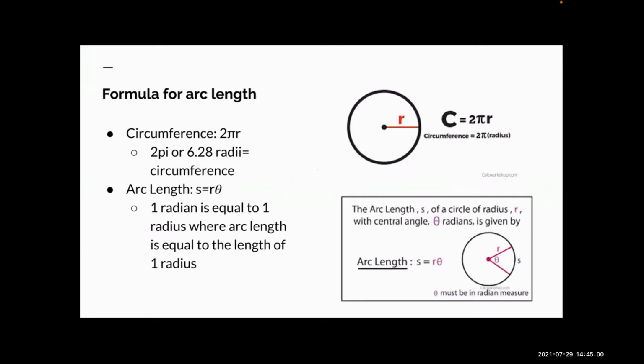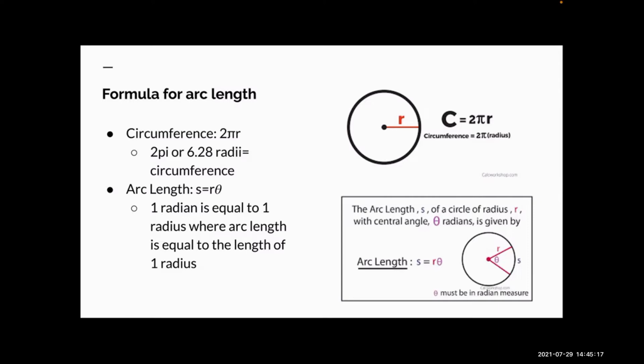The circumference is the perimeter of a circle, and the formula is 2 pi r, where I like to think of it as it takes 2 pi, or around 6.28, radii to get the length of the circumference. So an arc length is a portion of the circumference.